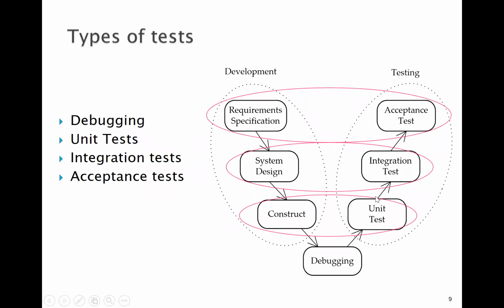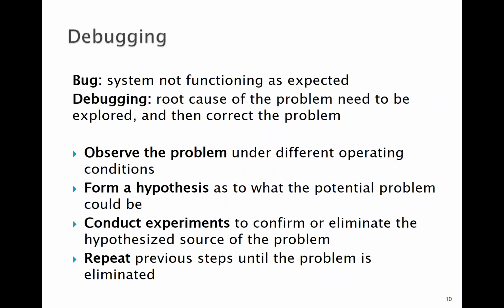And next we have unit test. Usually a unit consists of some components, and at the integration test we have some tools consisting of units, and then acceptance tests where we have a full system consisting of modules or subsystems. So we go through debugging, unit test, integration test, and acceptance test. So let's start with debugging.